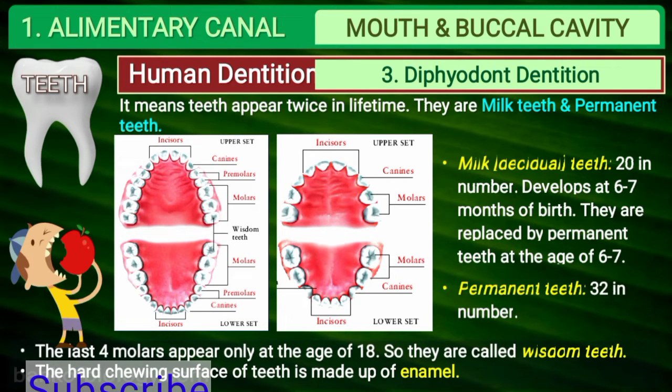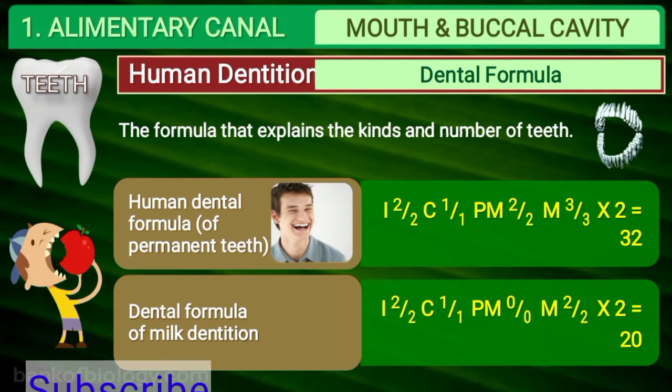Milk teeth appear before 8 years of age. Milk or juvenile teeth, 20 in number, develop at 6 to 7 months after birth. They are replaced by permanent teeth at the age of 6 to 7 years. Permanent teeth are 32 in number. The last 4 molars appear only at the age of 18, so they are called wisdom teeth. The hard chewing surface of teeth is made up of enamel. The protective covering is enamel. Dental formula is the formula that explains the kinds and numbers of teeth.